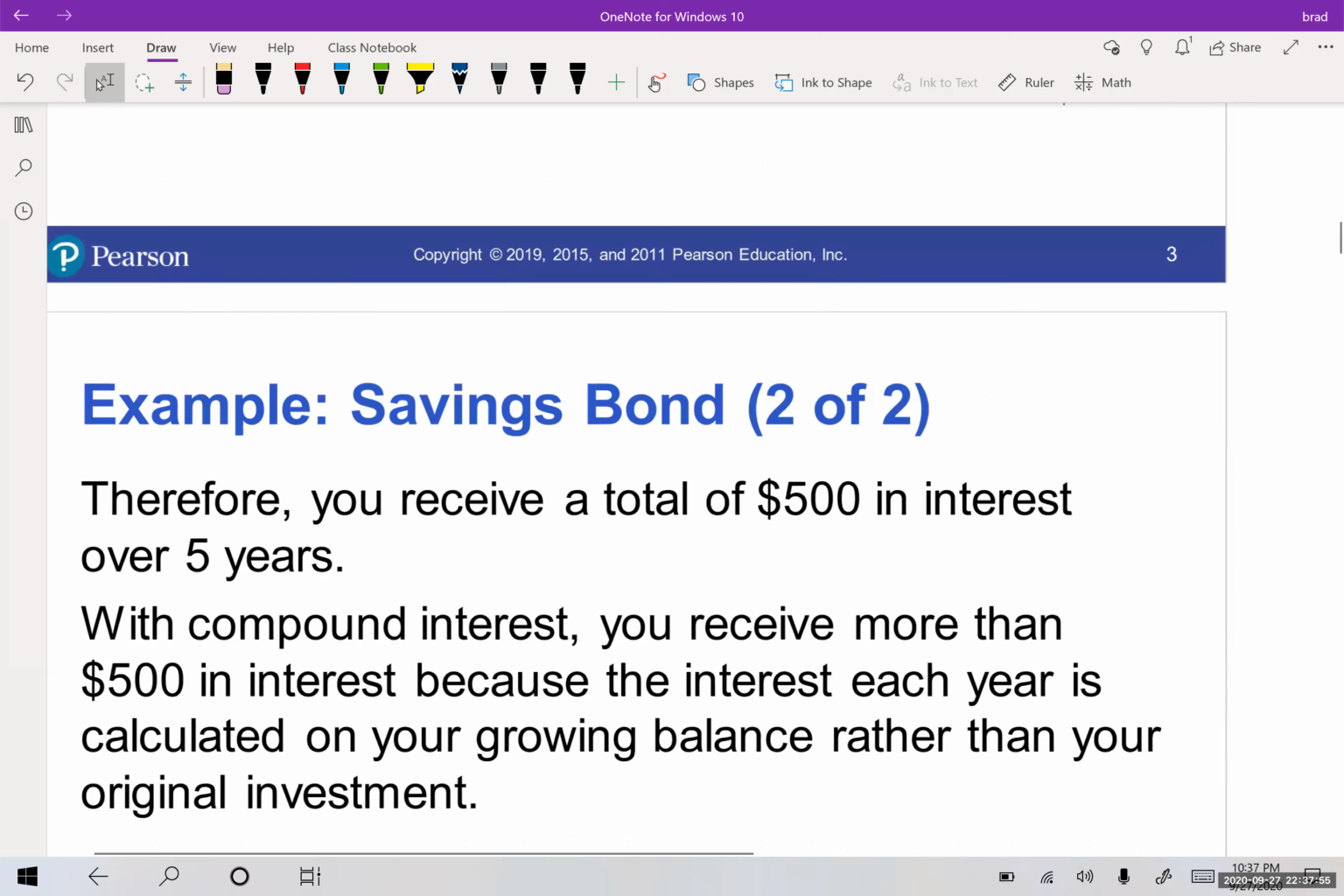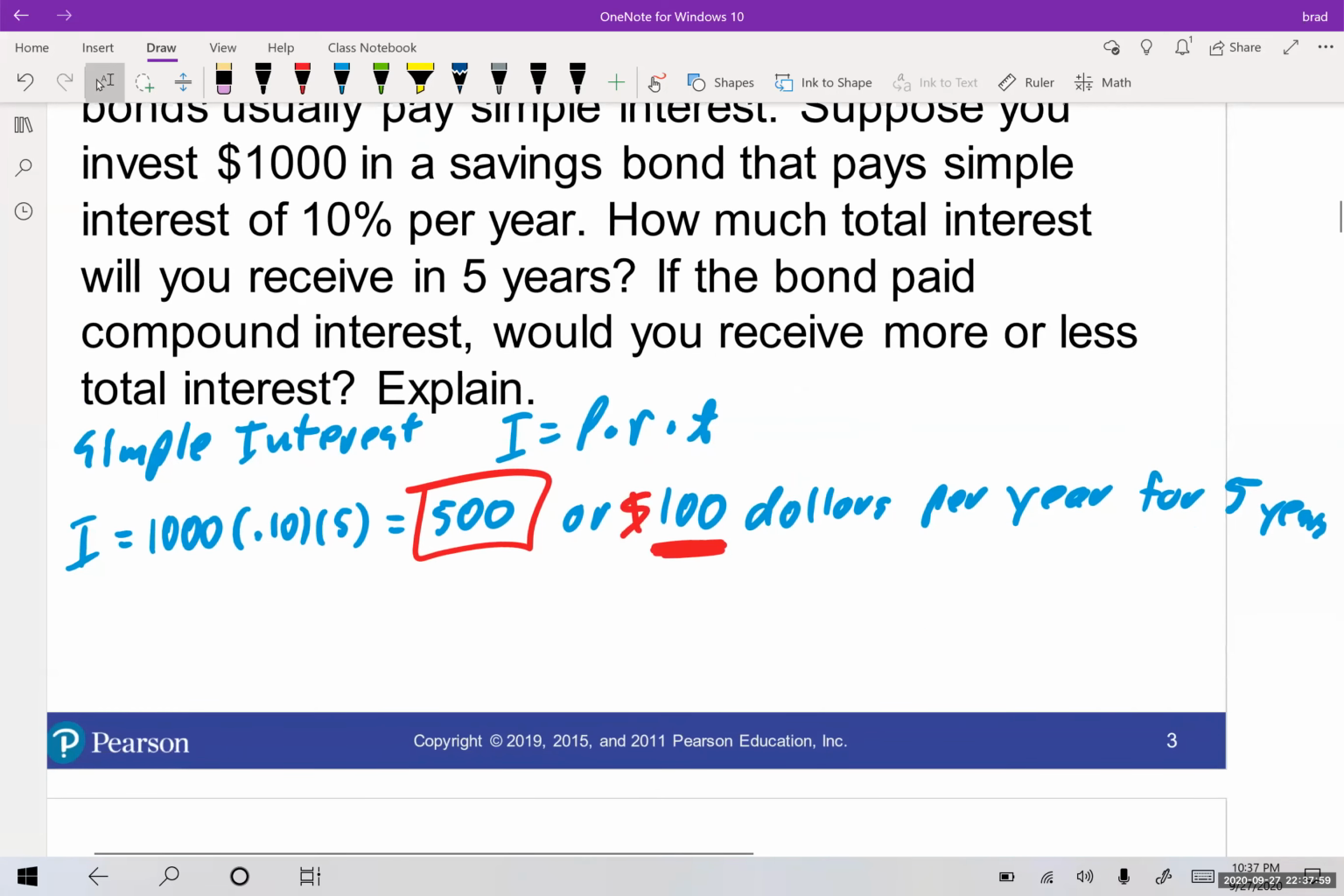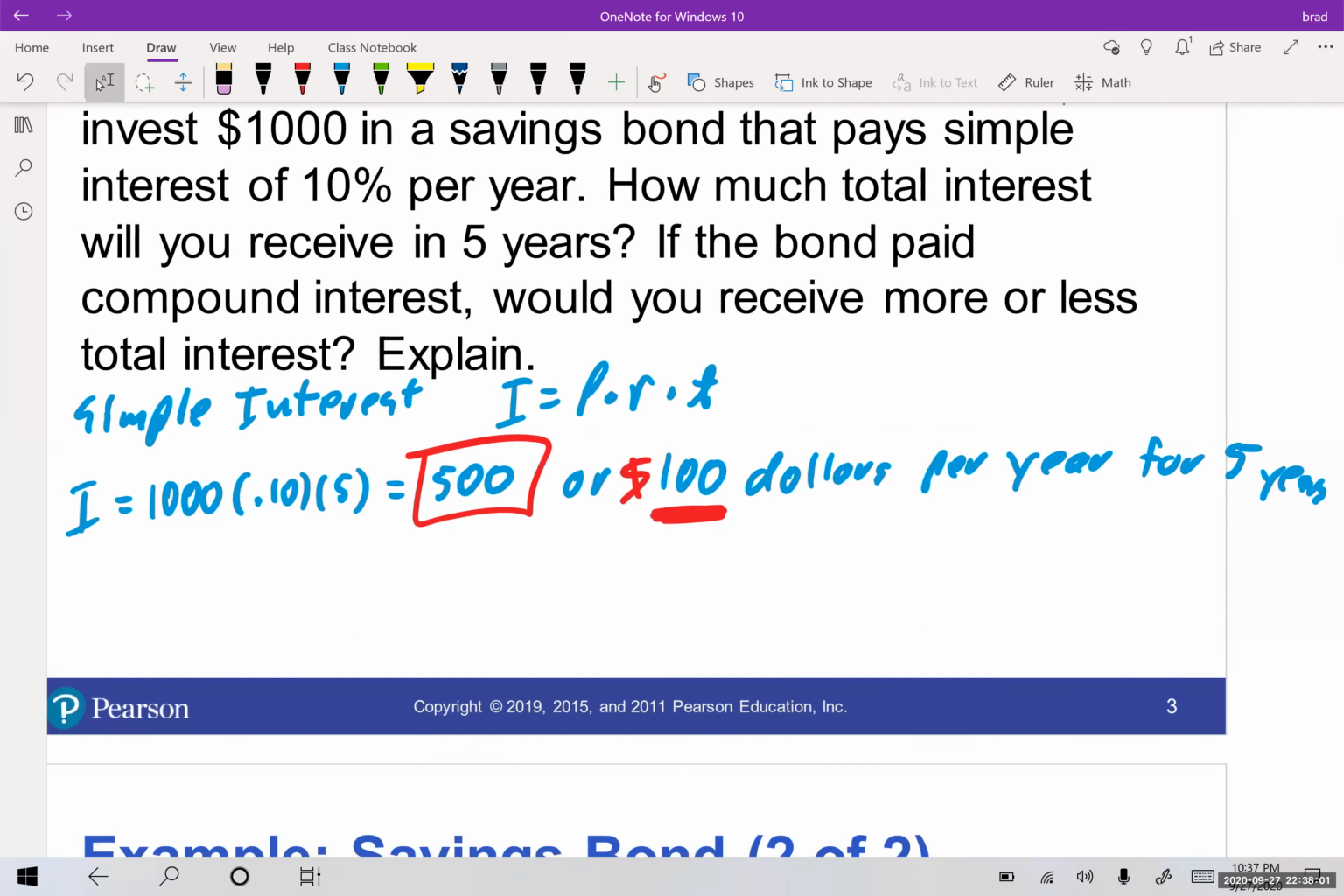Okay, so I haven't given you the formula for compound interest. It says, if the bond paid compound interest, would you receive more or less in total interest? So for compound interest, we need a formula.